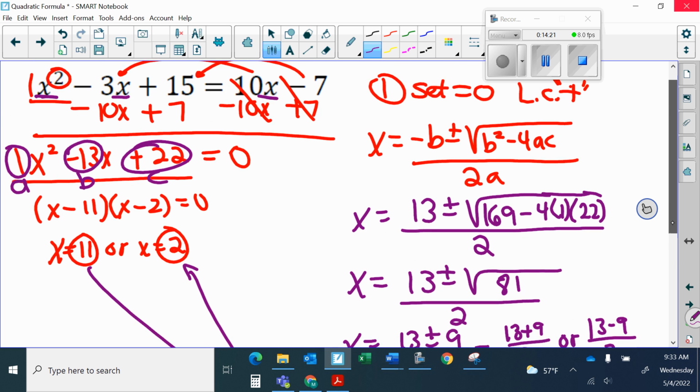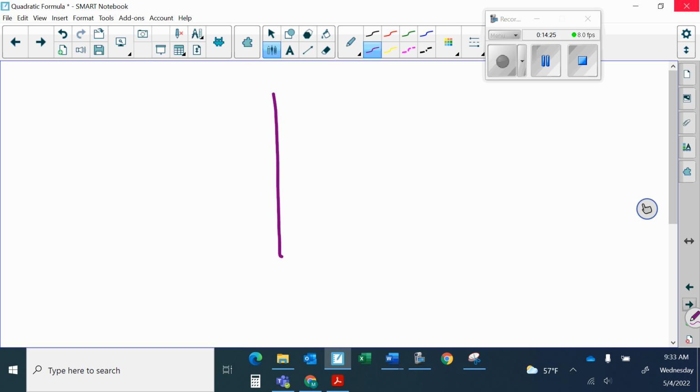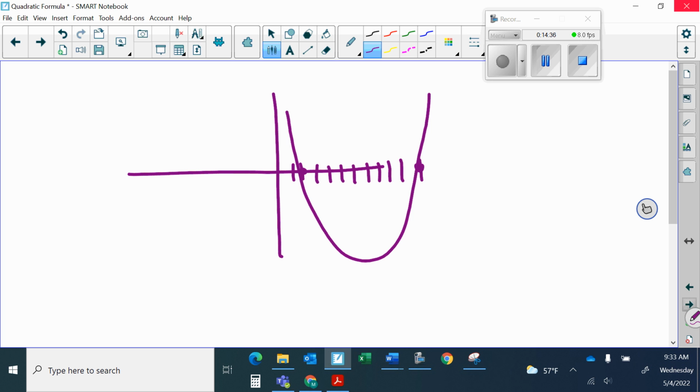Again, the whole point of that is to find where the parabola crosses, so we had 11 and 2. So 2 and 3, 4, 5, 6, 7, 8, 9, 10, 11. 11 and 2. Okay, so the graph looks really sketchy, but it looks something like that. It has to go through 2 for the x-intercept and 11 for the x-intercept, also called roots, zeros, or solutions.